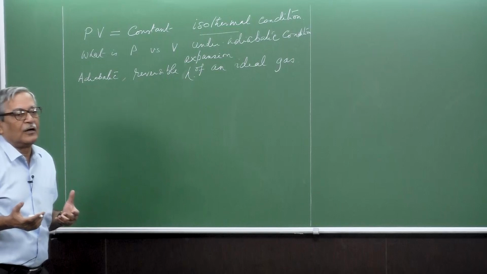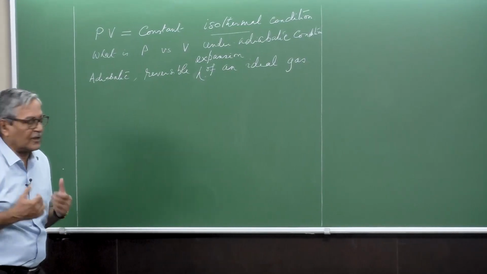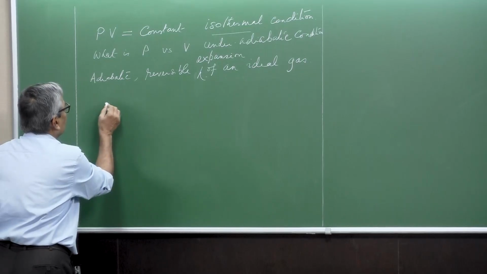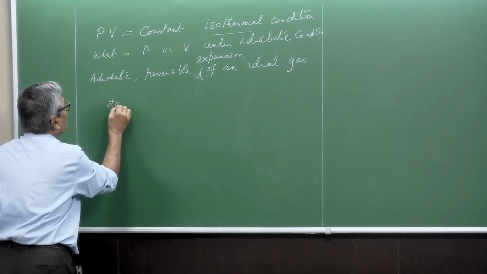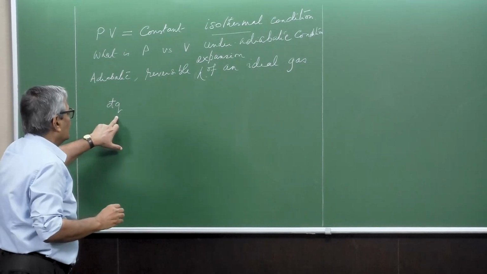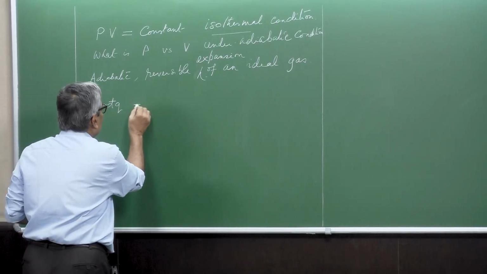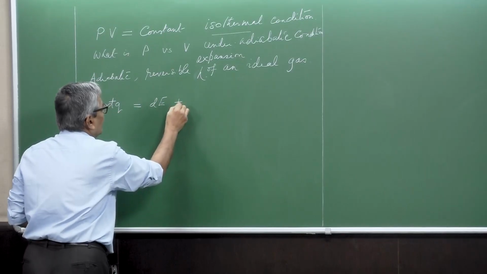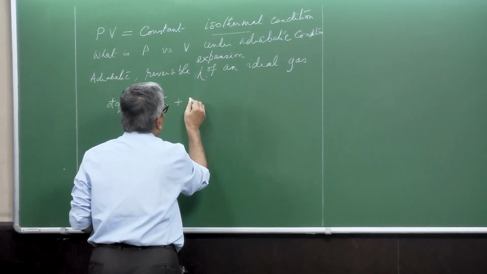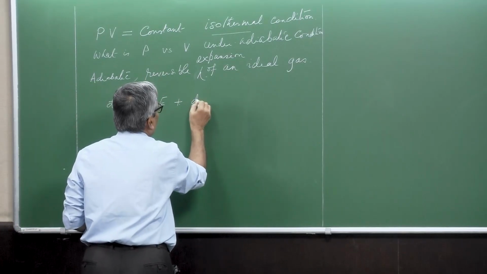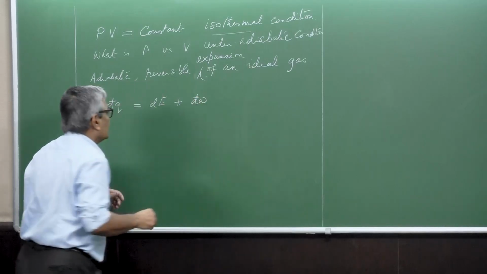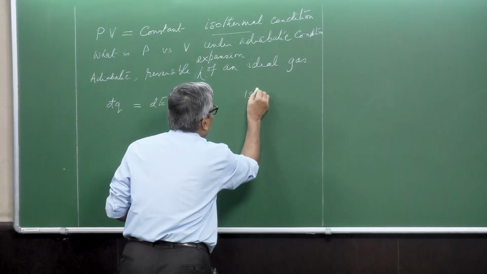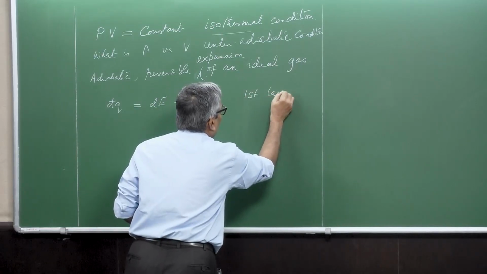That is the thing that we are going to pursue, but for that we again start from our basic equation, the first law of thermodynamics. The first law tells us that if dq amount of heat enters into the system, then it increases the internal energy by an amount dE, and if dW amount of work is done by the system, then dq is equal to dE plus dW.